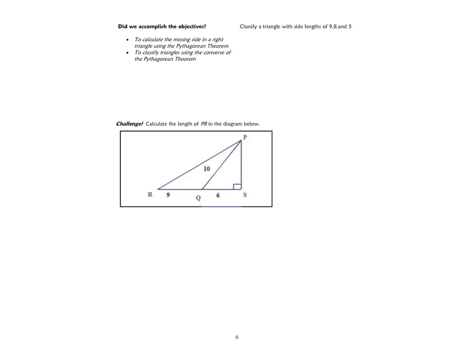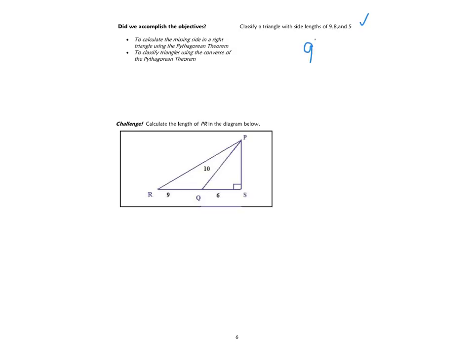All right, let's check if we accomplished our objective. So let's classify a triangle with side lengths 9, 8, and 5. The first thing I would do is add the two shortest sides, 8 plus 5. That gives me 13. Is that greater than 9? It is, so I know the triangle exists.